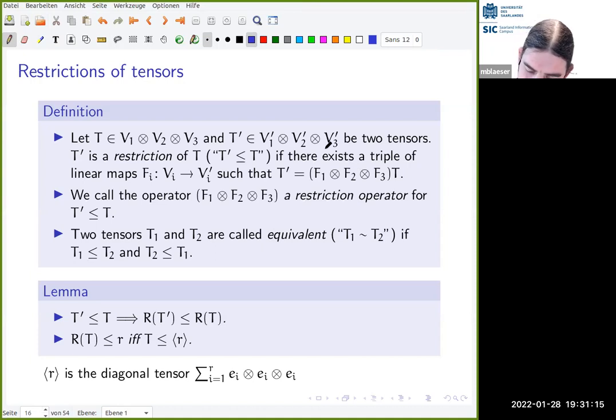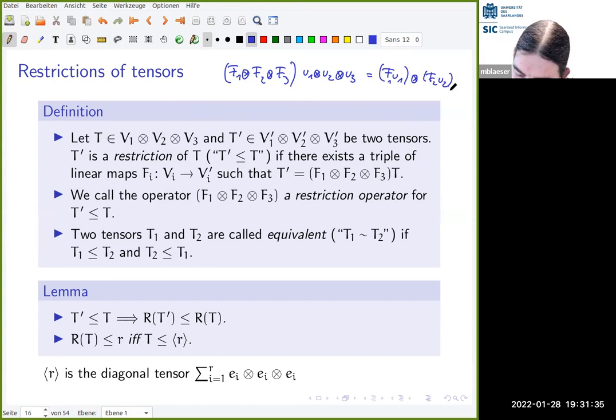Yeah? And this action is essentially in the obvious way, right? So if you have F1 tensor F2 tensor F3, this acts on decomposable elements U1, U2, U3 in the obvious way. So F1 acts on U1, F2 is applied to U2, and F3 is applied to U3. Right? So this is how this restriction is applied. And this is an action essentially of the triple endomorphism space. And then it's very easy to see that if T prime is a restriction of T, then the rank of T prime is bounded by the rank of T.